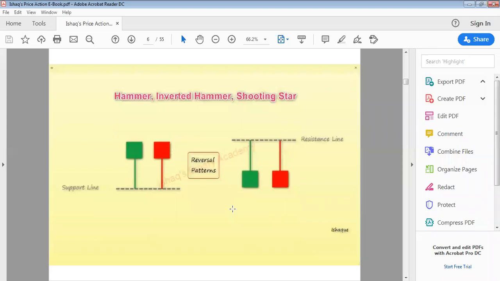The first lesson is hammer, inverted hammer, and shooting star. Before applying these rules and trading on these candlesticks, you must understand these levels. Levels are the support and resistance levels. These levels can be round numbers, moving averages, or any indicator like Bollinger Bands, fractals, and so on. It's necessary to understand the levels. Without levels, without the support and resistance concept, you cannot trade these patterns correctly.